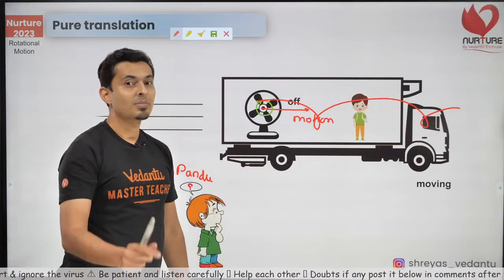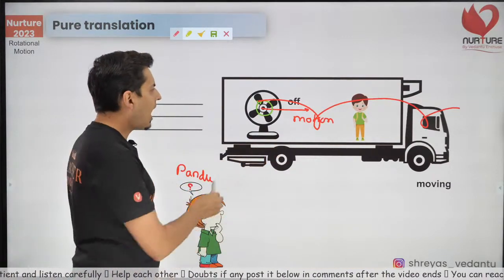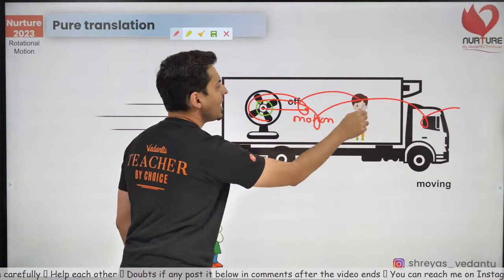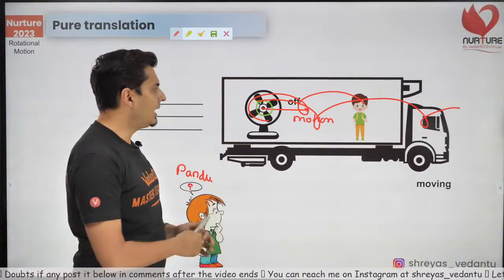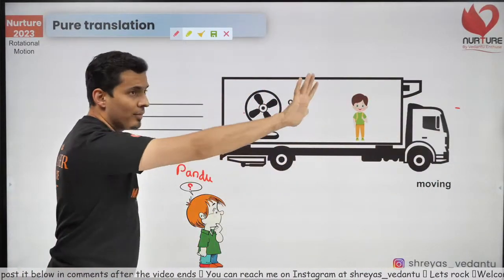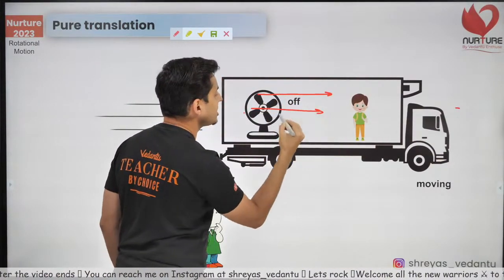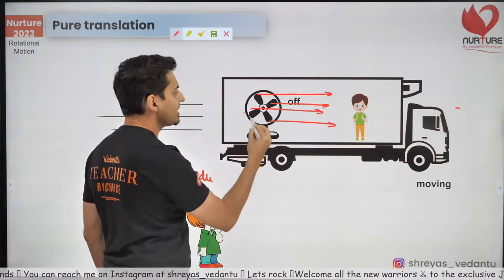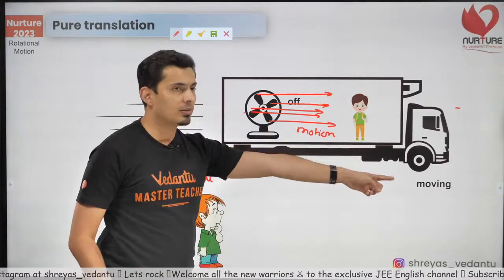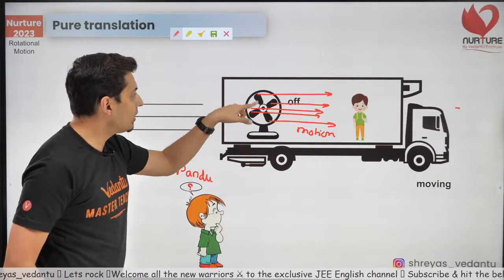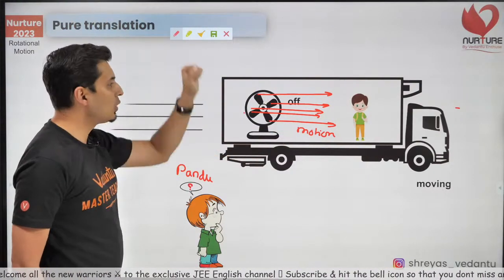Is that understood? Now, that should give you an idea that, wait a minute, each particle is not rotating purely about this point. Definitely not. And let's say the fan is off. If the fan is off, then all the particles will just go straight. There will be no rotation. All the particles will just be in the same motion as that of the truck. When it is not rotating, every particle moves parallel to the other particle, then it is pure translation.